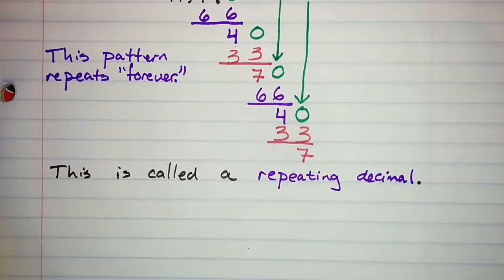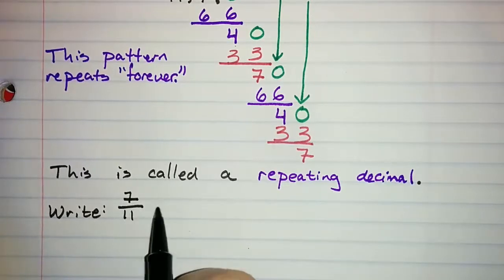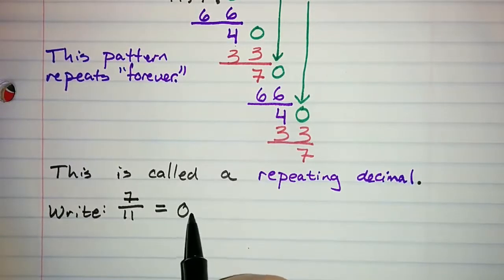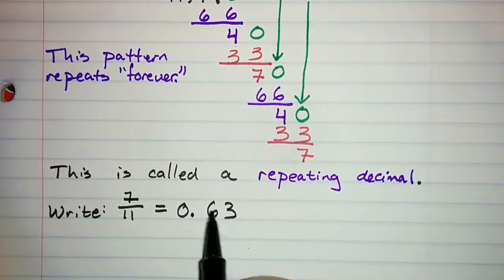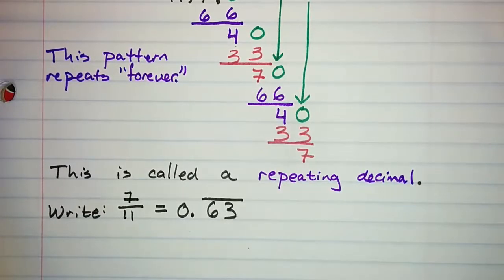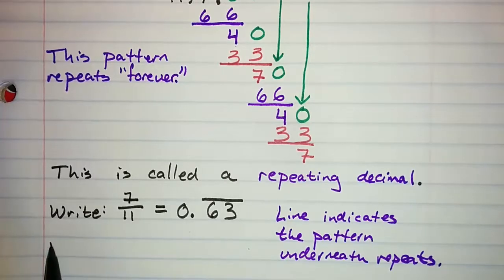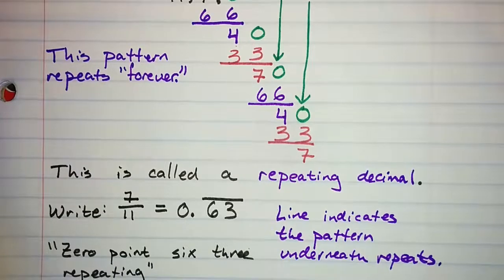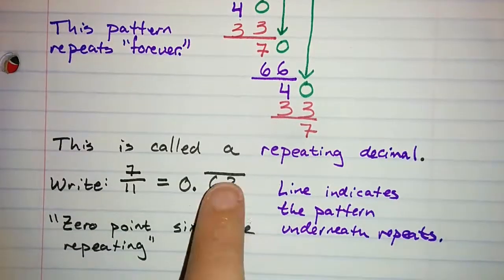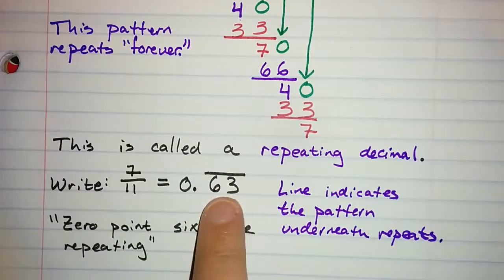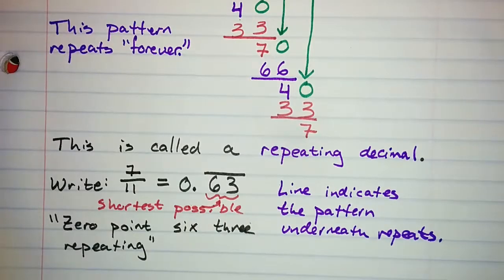What do we write? We write 7/11ths is 0.63 with a line over the 6-3. What does the line indicate? The line indicates that the pattern underneath repeats. We would read this as 0.63 repeating. Notice that I wrote the shortest possible pattern under the line, and I only wrote it once.